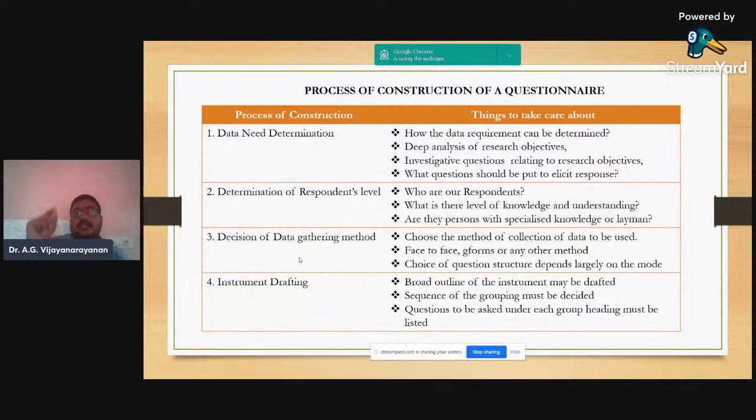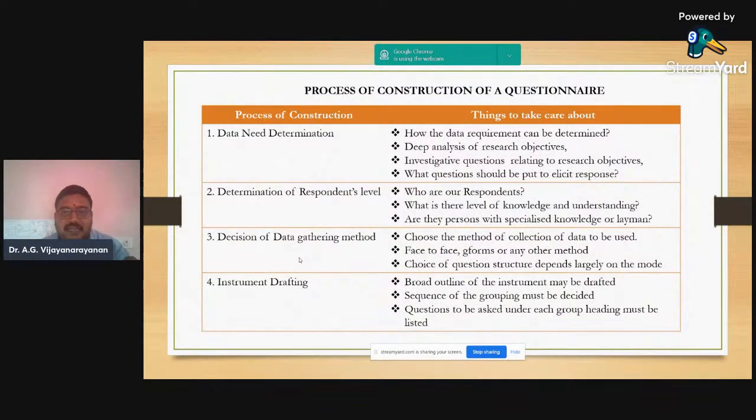Decide that, determine that. And what are the questions which will elicit the response, which means which questions we ask will give us the data needed for the PhD research topic we are doing. That is very important. So first you need to understand what is the data that you need.